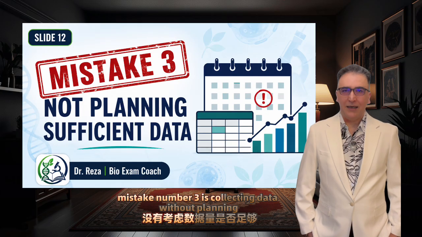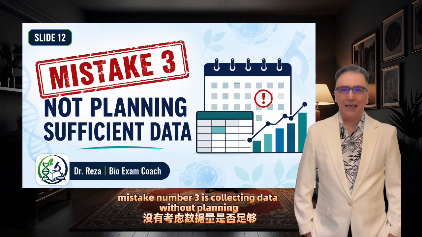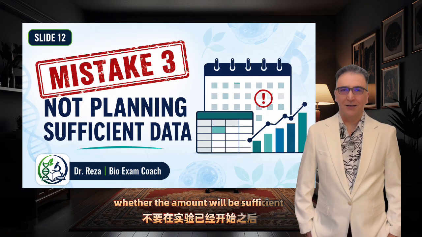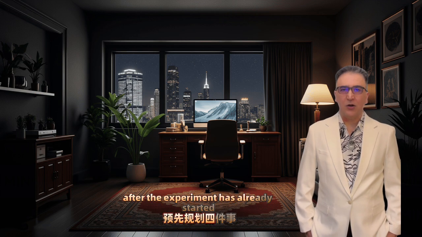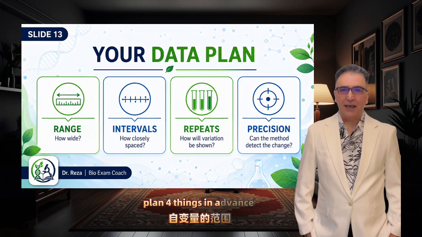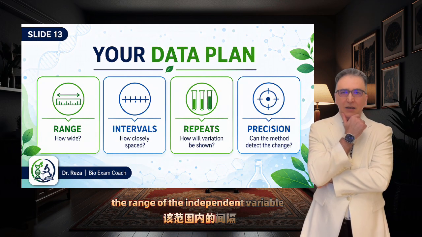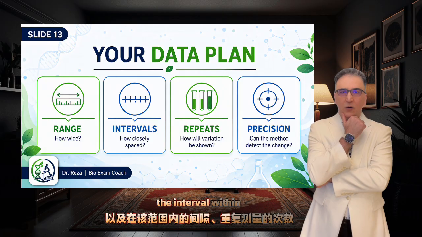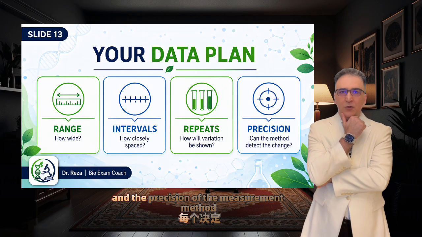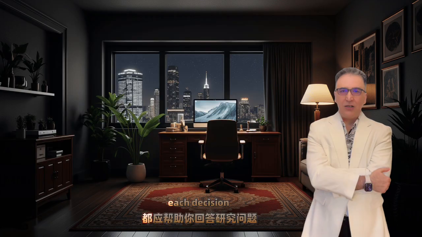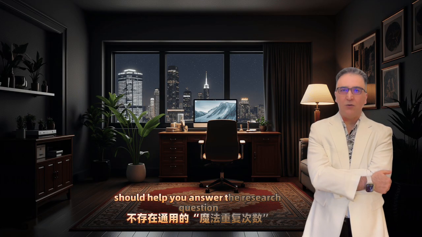Mistake number 3 is collecting data without planning whether the amount will be sufficient. Do not decide the number of values and repeats after the experiment has already started. Plan 4 things in advance: the range of the independent variable, the intervals within that range, the number of repeated measurements, and the precision of the measurement method. Each decision should help you answer the research question.